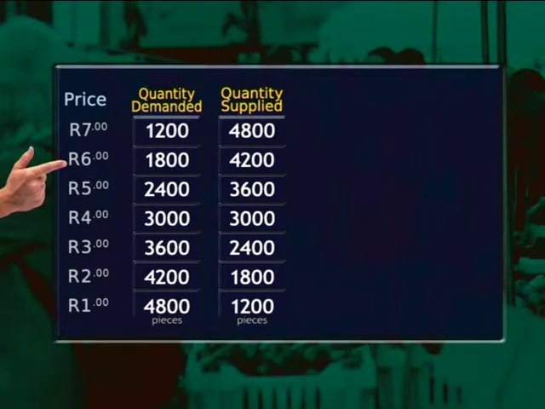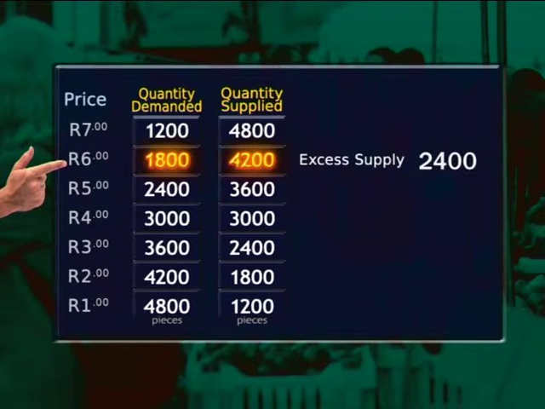If we take the market at 6 rand, the quantity supplied is 4,200 pieces, but buyers only want 1,800 pieces, so there's more than is needed to meet their needs. They're not bothered, but the producers, who hope to sell all 4,200 pieces, are in a spot, because the market is only taking 1,800. We have what's called an excess supply in the market. The excess supply is the difference between what they plan to sell and what consumers actually bought. In this case, 2,400 pieces of fried chicken.